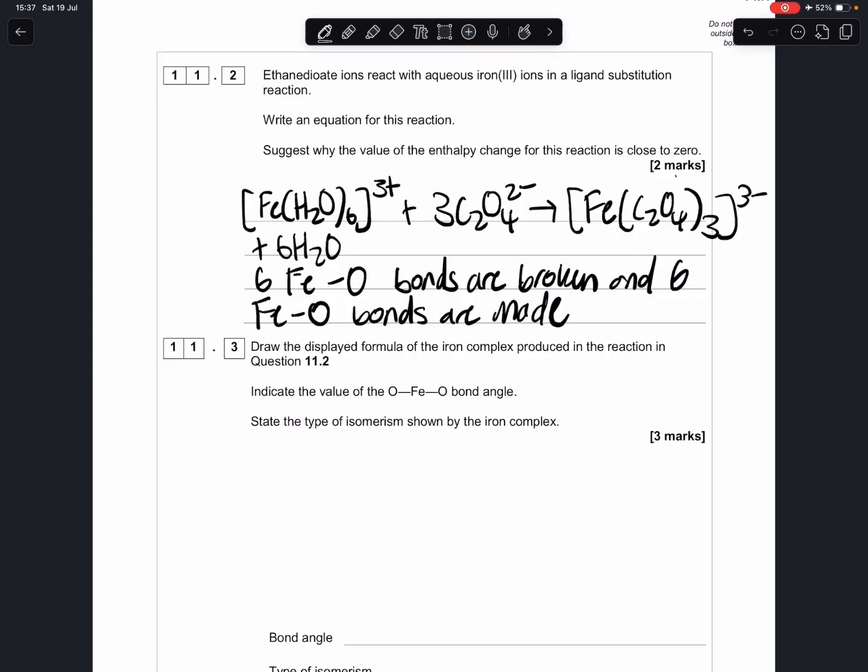So that is why your enthalpy change is the same. The bonds broken and the bonds made are identical. There's no change in coordination number, so there's no change in enthalpy.